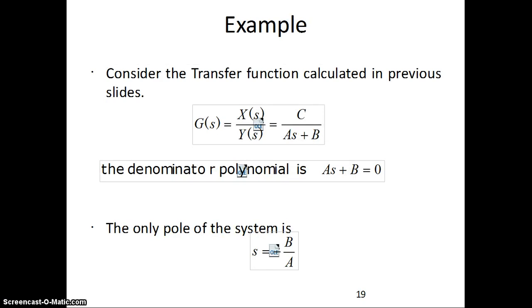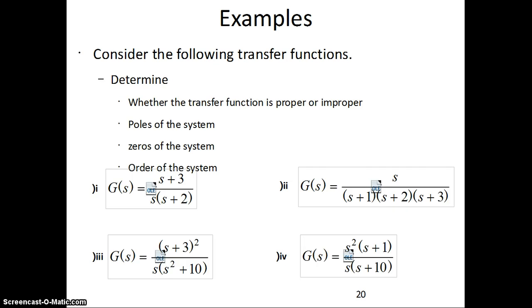For example, the transfer function can be calculated as g of s is equal to x of s by y of s. Here I am taking c by as plus b. The denominator polynomial is as plus b is equal to 0. So the only pole of the system is s is equal to minus b by a. Like that, for the given transfer functions we have to find out whether the transfer function is proper or improper, the poles of the system, zeros of the system, and order of the system. So like that we can convert the transfer functions into poles and zeros.